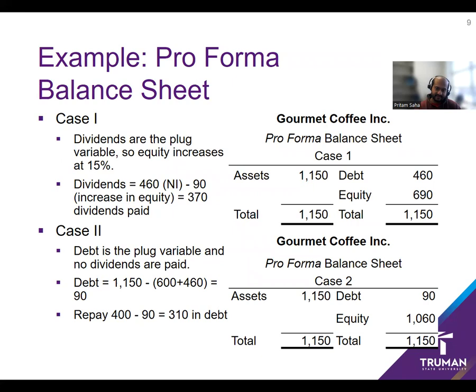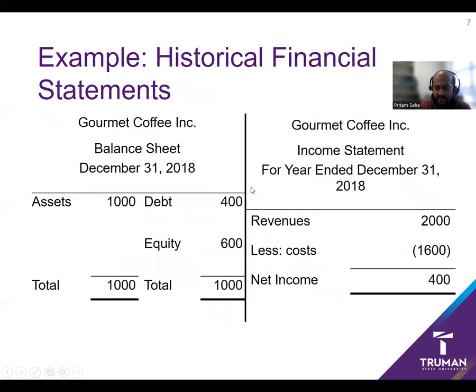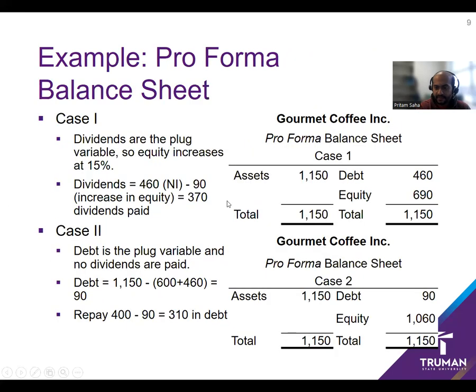Now, how can we balance? Because we have new assets of 1,150. Initially, we had $400 of debt from last year. How can we balance? This is a management decision. For the new assets, are we financing from debt or equity? This is a management decision, so it's a plug variable. So now we can think about dividends as the plug variable, and we want to keep debt and equity as a sales ratio.